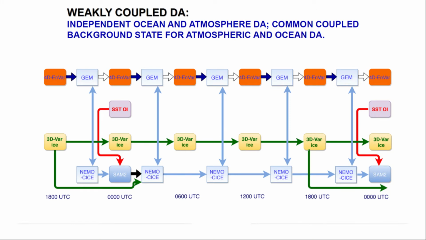And this is a scheme of our first prototype of coupled data assimilation, which is weakly coupled data assimilation. Here we see that the atmospheric GEM model talks all the time with the NEMO-CICE model, and the transfer is executed every time step. The atmospheric data assimilation is done 4 times a day, every 6 hours, and the ocean data assimilation is done daily.